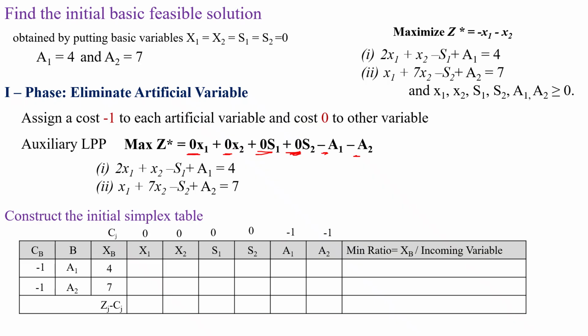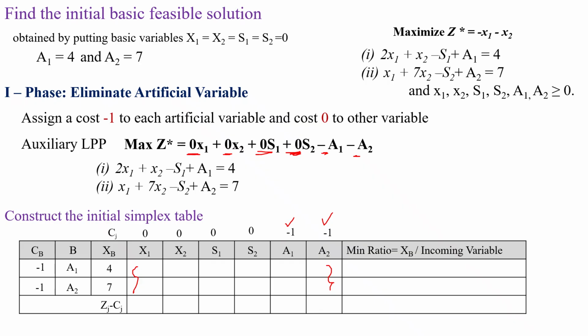Next we have the Cj values. The cost coefficient values are 0 for all the variables and -1 for the artificial variables. So for the artificial variables, -1 and -1, and for all the remaining variables the cost coefficients are zeros. And here we have to fill in the coefficient values by observing the constraints.